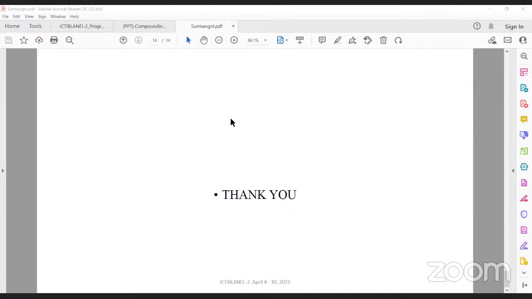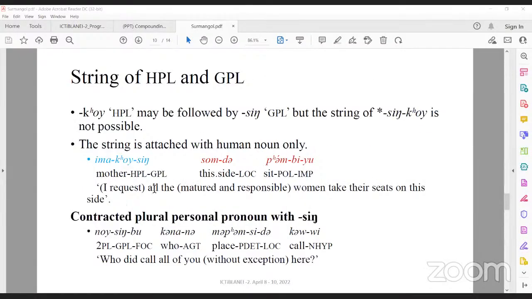Sir, I have a couple of questions. Yes, please go ahead. Regarding the example sentence, ima khoising chom the pambiyu. Ima khoising, that khoi and sing is put together. Is it really necessary to put these two, khoi and sing, together? Why not ima khoi chom the pambiyu or ima sing chom the pambiyu? Cannot they be correct, sir? That is question number one. Please continue your question. And the other question is regarding the counting of number of days.